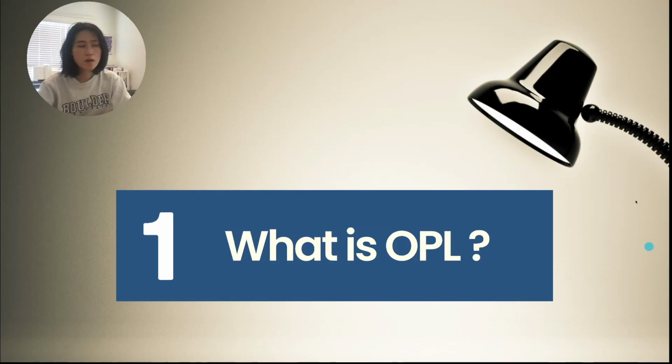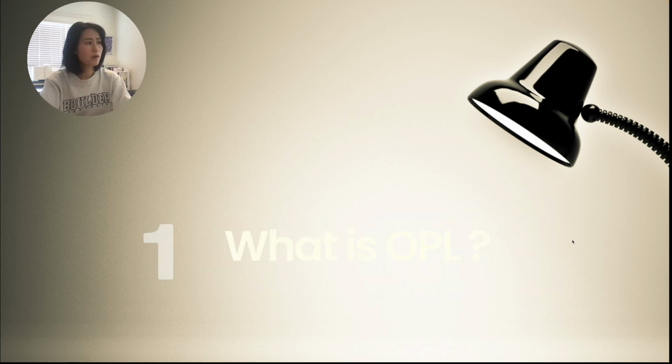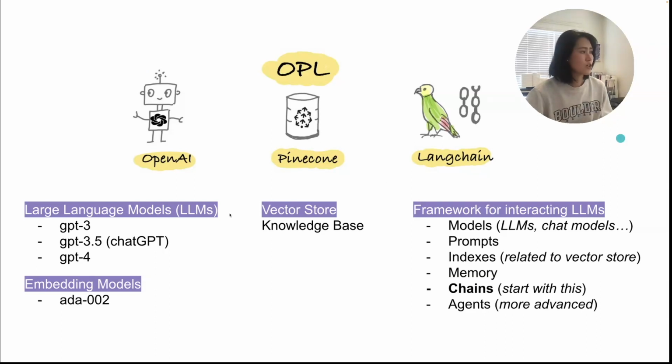OPL stands for OpenAI, Pinecone, and Langchain. The key components of the OPL stack are: OpenAI offers large language models such as GPT-3, GPT 3.5, which is the one that powers ChatGPT, and also the latest one, GPT-4. They also offer an embedding model, the latest one is called ADA 002. Pinecone, you can use that as a vector database to store the embeddings. Langchain is one of the most popular libraries in the large language model ecosystem.